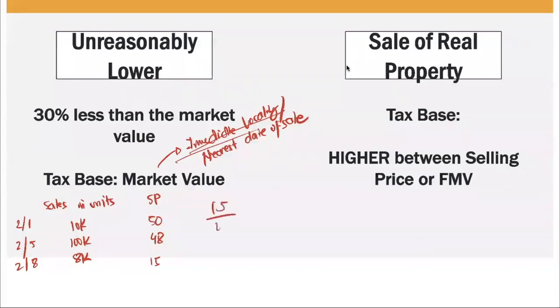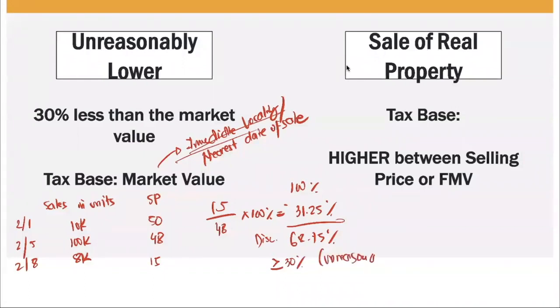So 15 divided by 48 multiplied by 100%. What is the percentage of our selling price as compared to your nearest date of sale? 15 divided by 48 times 100 gives us 31.25%. 100% less 31.25% gives us 68.75%. This is the amount of your discount. So if it is greater than or equal to 30%, it is considered unreasonably lower. In this case, since it is 68.75%, it is considered unreasonably lower.